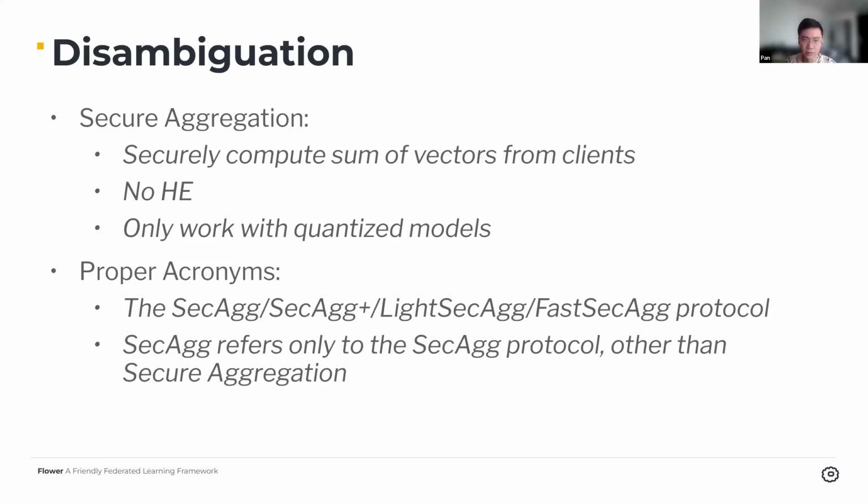Secure aggregation is more about securely computing the sum of vectors from the clients, and vectors basically means model parameters. Also, when we talk about secure aggregation, I'm referring to a series of protocols like the SecAgg protocol and the SecAgg Plus protocol. So it's not related to homomorphic encryption.